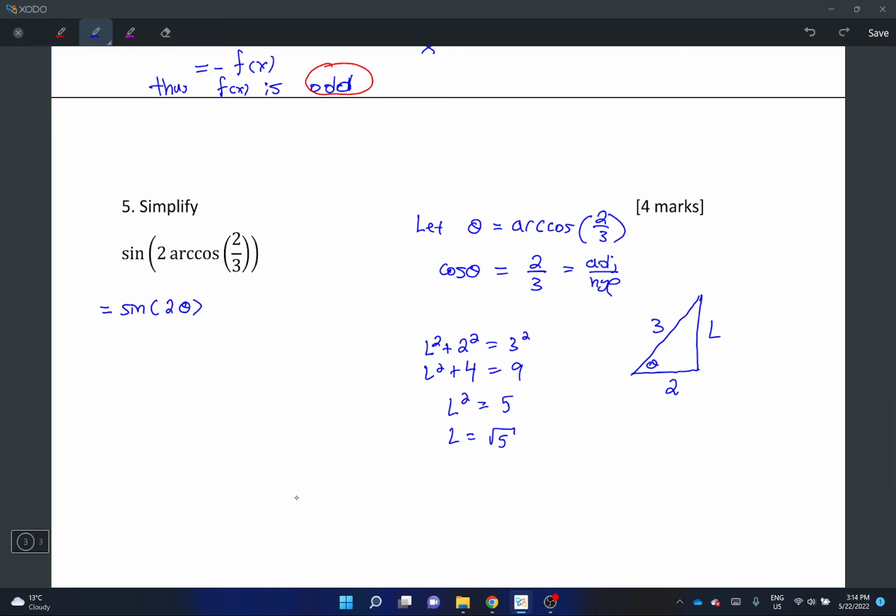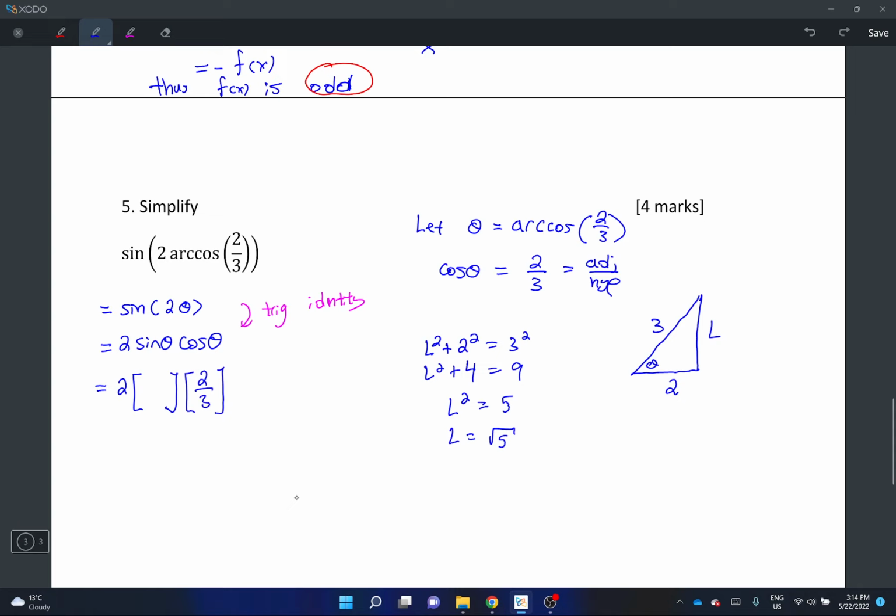Okay, why does that help us? Well, because our question, sine of 2 theta, we can rewrite as 2 sine theta cos theta using a trig identity. And then the sine of theta we can obtain from that triangle. The cosine of theta we already have, it's equal to 2/3.